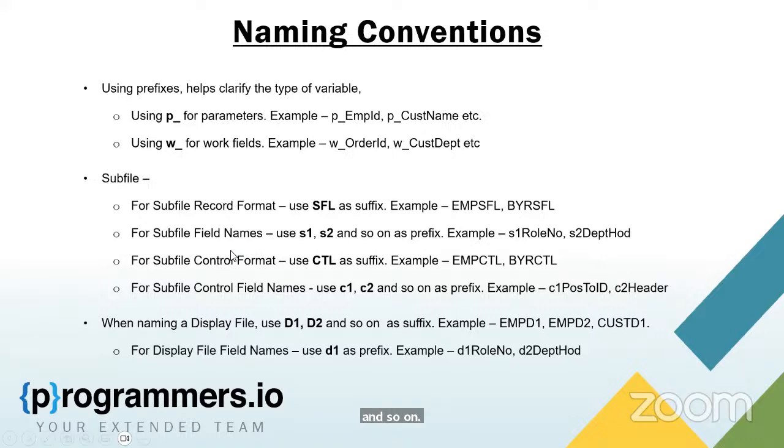Then for the subfile control record format, we can use CTL as a suffix, like EMP CTL and buyer CTL. And for their field names, we can use C1 and C2 and so on as a prefix for defining their fields. Then for naming the display file, we can use D1 and D2 and so on as a suffix when we are giving the name to the display files, like EMP D1, EMP D2, cust D1. And for defining their fields, we can use D1, D2, and so on as a prefix to define their field names.